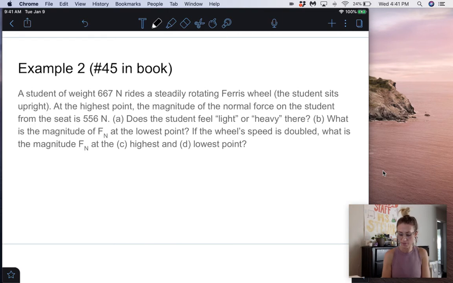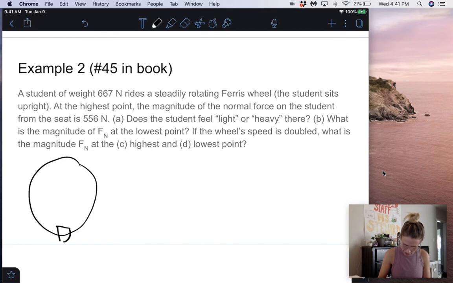So since it's steadily rotating, that means that we have uniform circular motion, which means that we're going at a constant speed, and therefore our centripetal acceleration will be constant as well. So when we have something like a Ferris wheel, we have a wheel like this, and then we have two different free body diagrams at the bottom and at the top. Both of these free body diagrams look the same, all right?